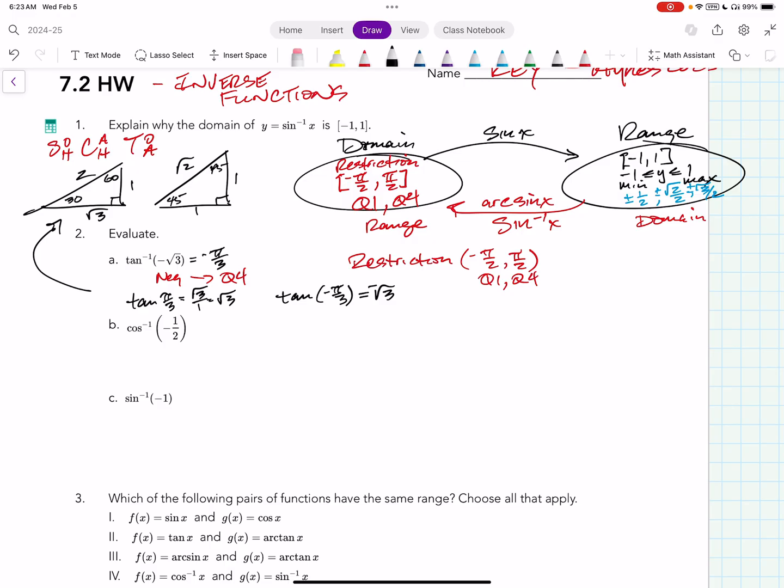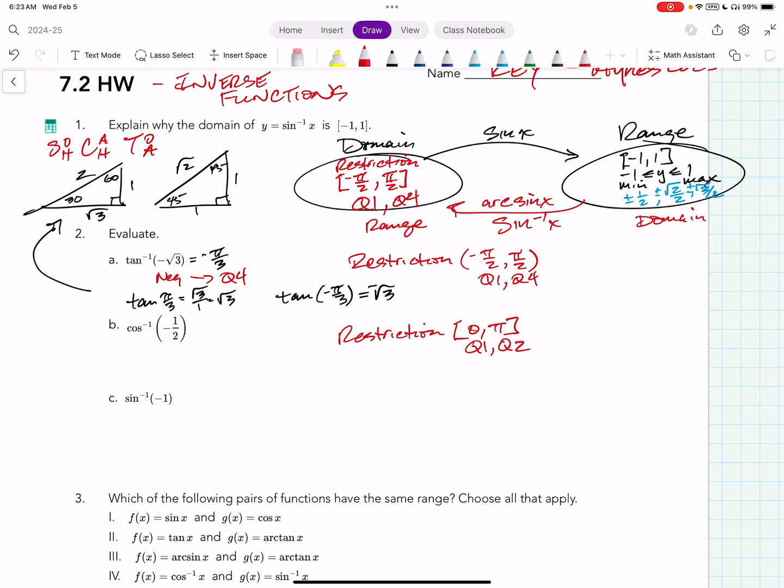Same thing for the inverse cosine of negative 1/2. Now the restriction on cosine is different. So let's talk about that first, just reviewing what we did in the lesson here. We restricted cosine from 0 to pi, which is quadrants 1 and 2, as you guys know.